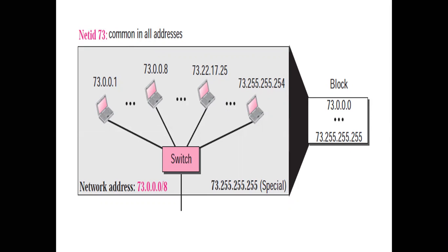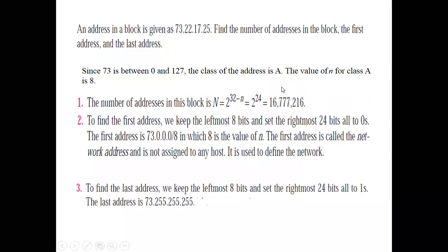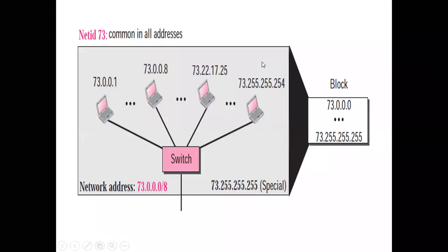With this specification, you can write down the number of IPs set up in the network. So in a given network, these many addresses can be allocated, from 73.0.0.1 to 73.255.255.254. These many addresses are there, 16777216. These many addresses you are calculating.